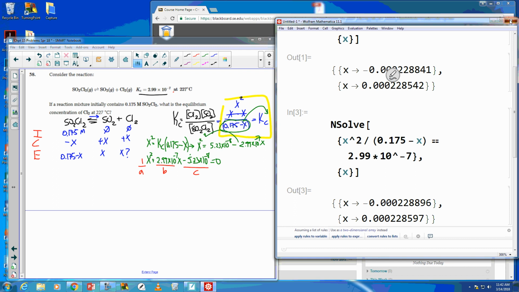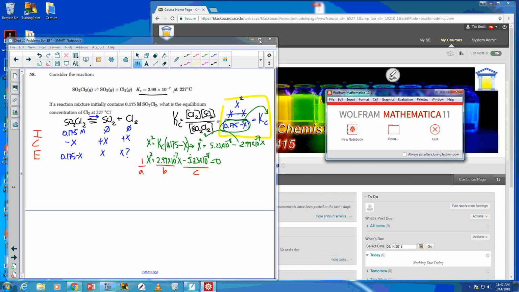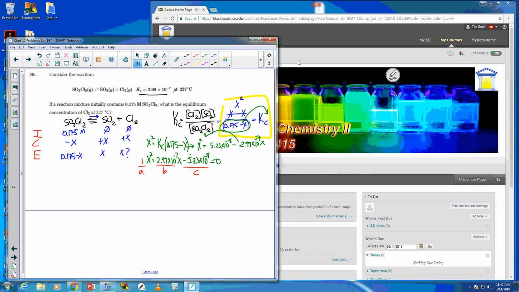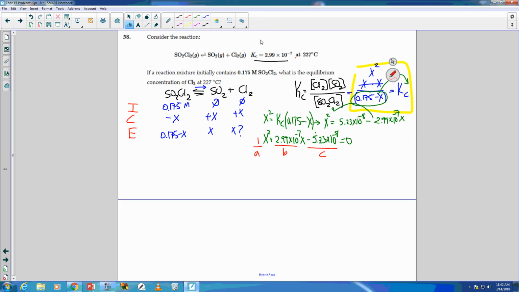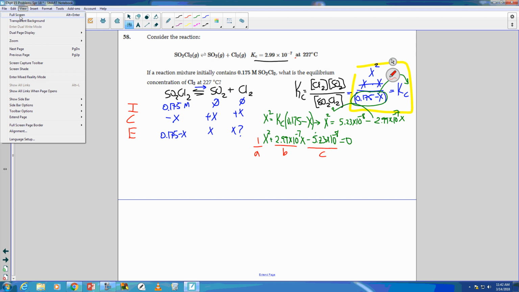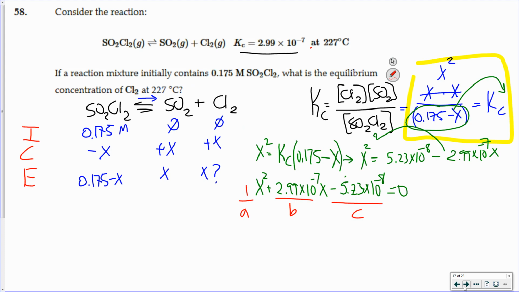Okay, I just wanted to show you it's not killer if we can't solve these things exactly, because in the real world, this is the tool that you would use to apply these things.